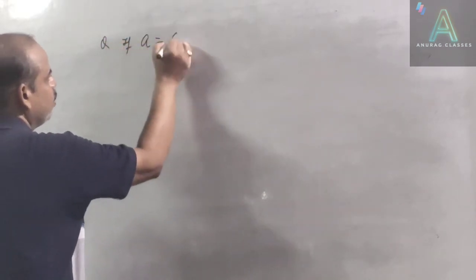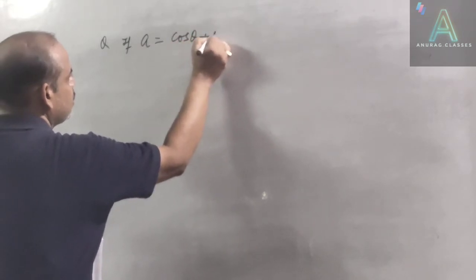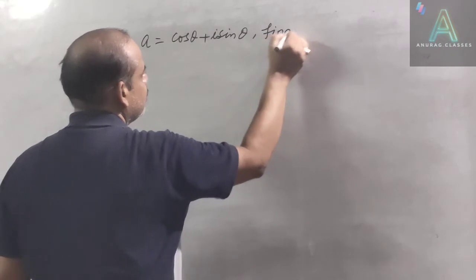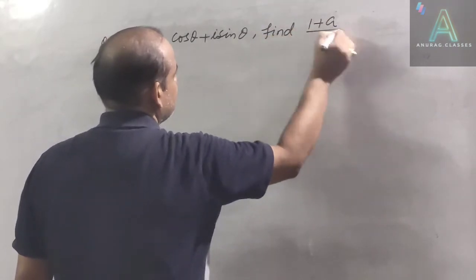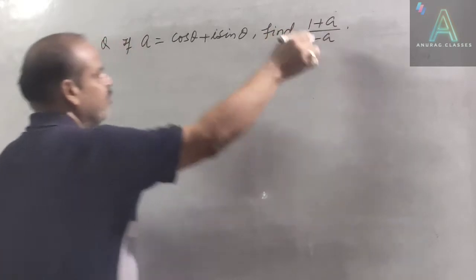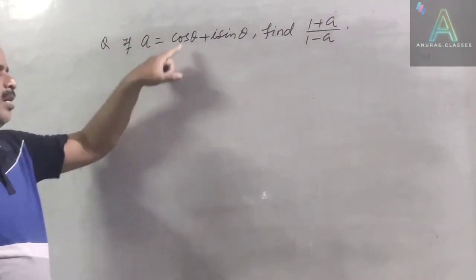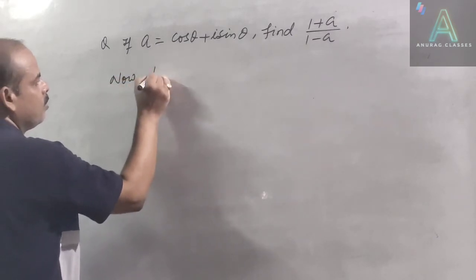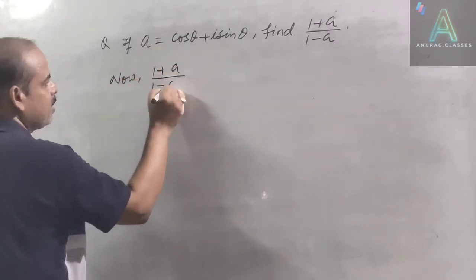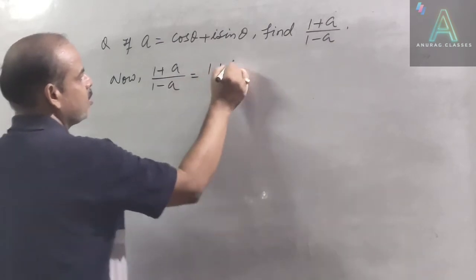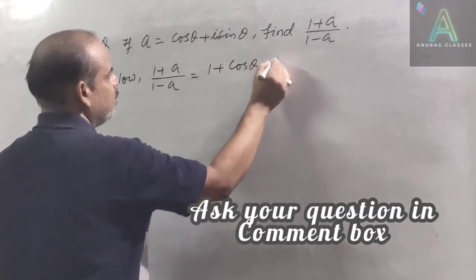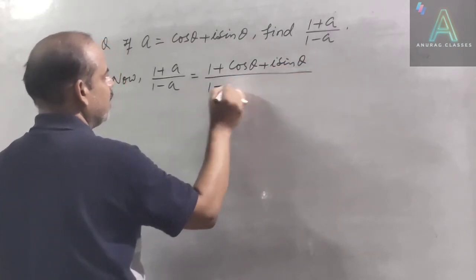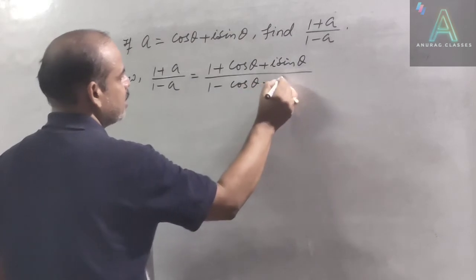If a is equal to cos theta plus iota sin theta, find 1 plus a by 1 minus a. We have to find the value of this expression if a is this one. Now 1 plus a by 1 minus a is equal to 1 plus cos theta plus iota sin theta by 1 minus cos theta minus iota sin theta.